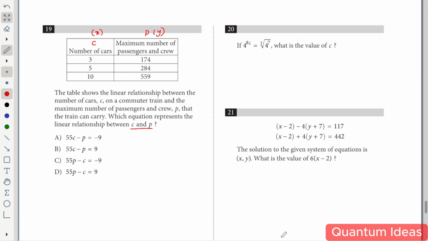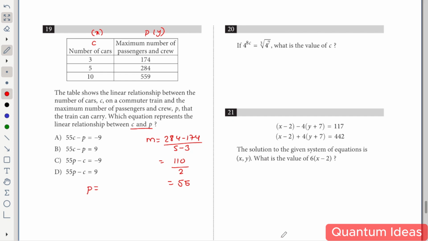First of all, let's find the slope. Slope is basically y2 minus y1, that is 284 minus 174, by 5 minus 3. So this will be 110 by 2. The slope is basically 55. So how can we write this equation? y equals mx plus c, right?